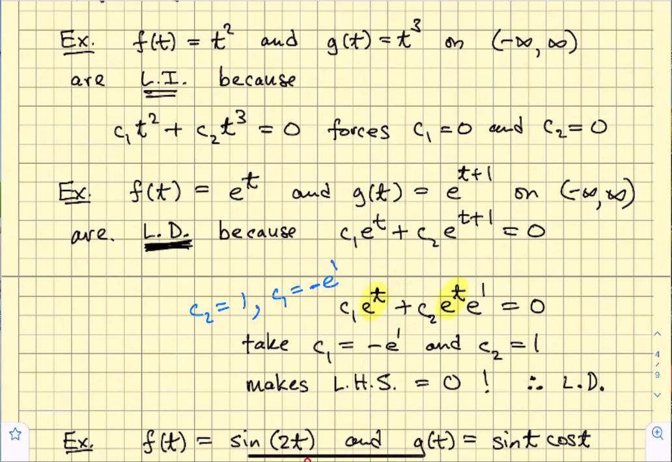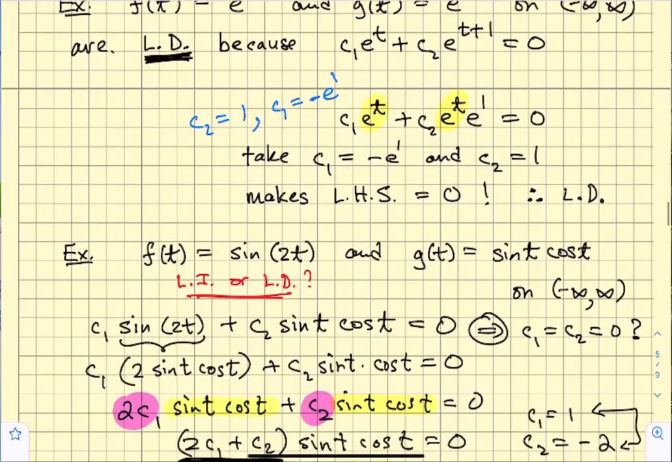this would give me a c1, so this would be a minus e times e to the t, so this would be a minus e to the t plus 1, and then my c2 is just 1, so that would give me an e to the t plus 1. I get a minus e to the t plus 1 plus an e to the t plus 1, that combines to give me a 0. So notice, I was able to choose constants c1 and c2 not both 0, such that this came out to be 0. Let's look at one more example.